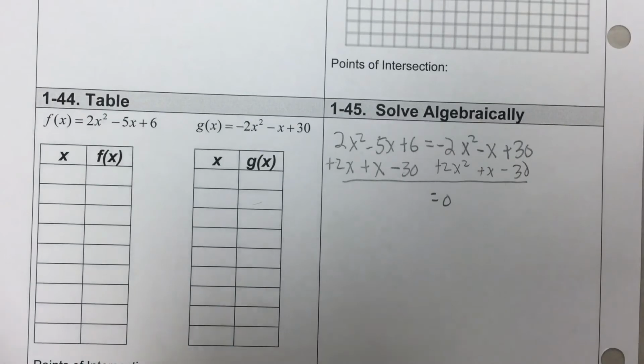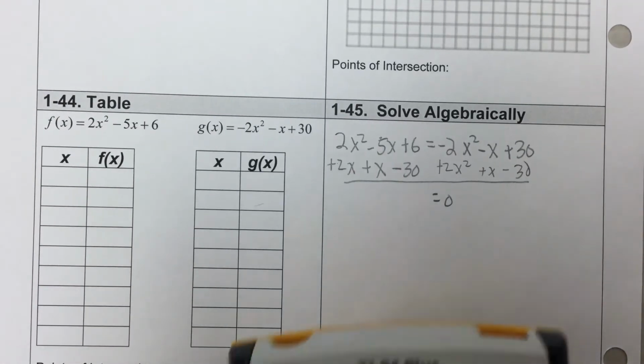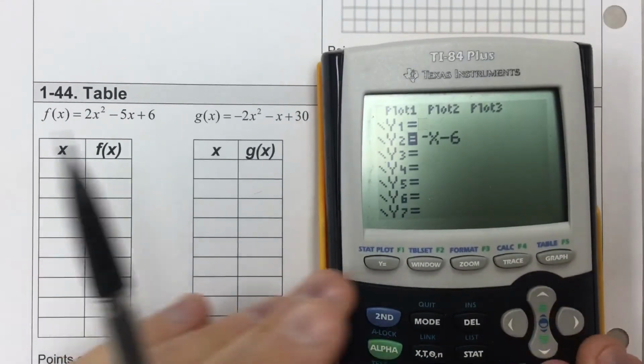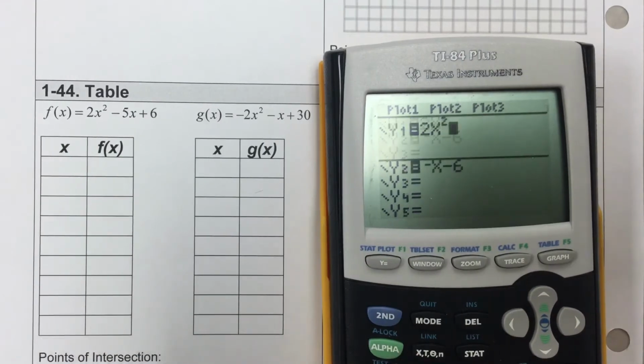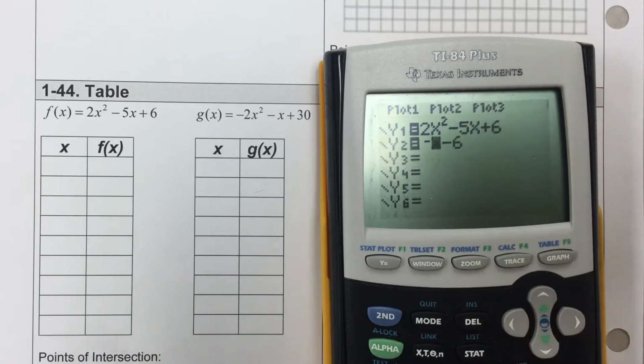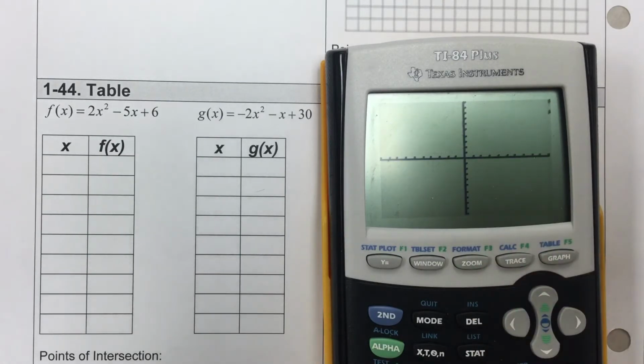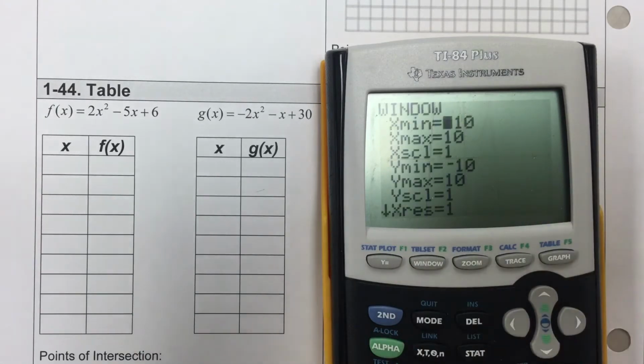For the table, I would do the table next, because then once you do the table, you can do the graph. So for the table, all right, 2x squared minus 5x plus 6. Negative 2x squared minus x plus 30. If we graph that, it's not a very good window, and we're going to have to go up higher, so I'll adjust my window.